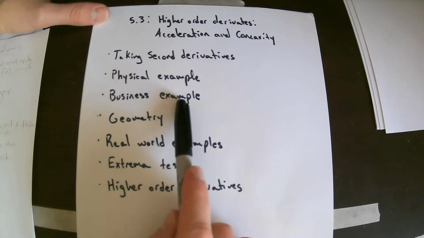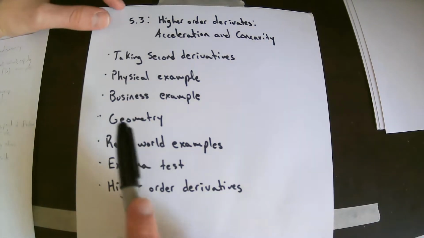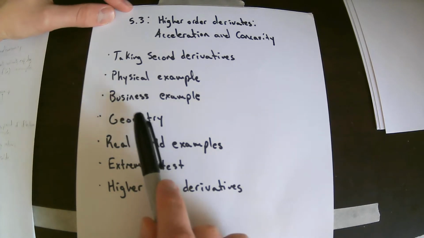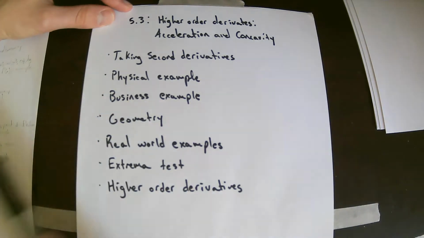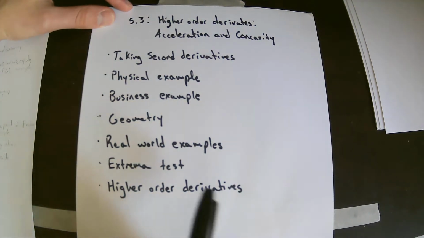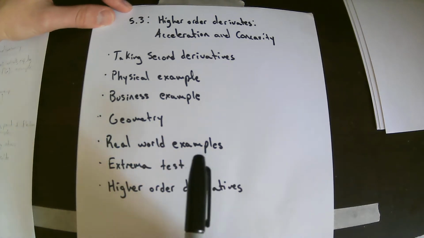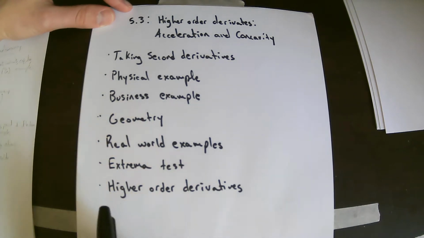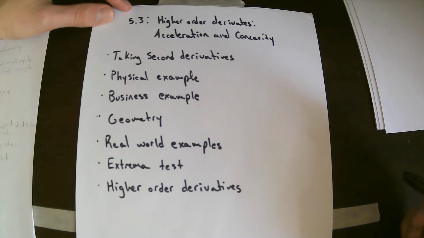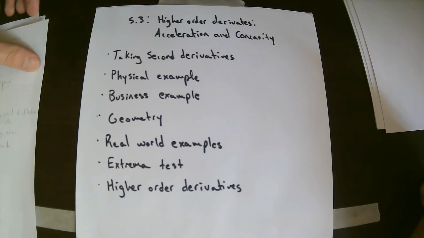We'll do a business example, so an interpretation of the second derivative in terms of finances, and then we'll look at some geometry, because the second derivative has a lot of interesting applications in basically the shape of a graph, concavity. And then we'll do some real-world examples. We'll look at a new test called the second derivative test for extrema values. And then we'll look at even some higher order derivatives, third, fourth, fifth, etc. Higher order derivatives and how those are used in calculus and in the real world.